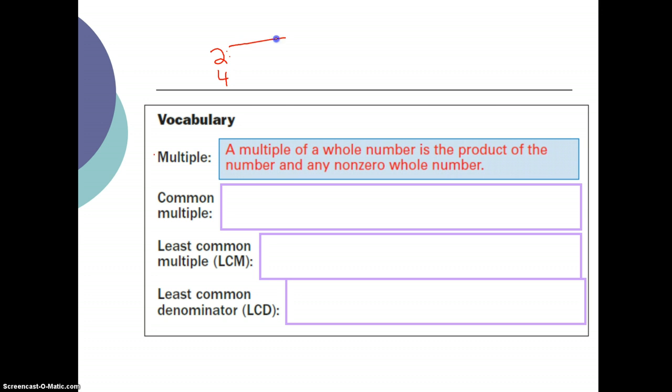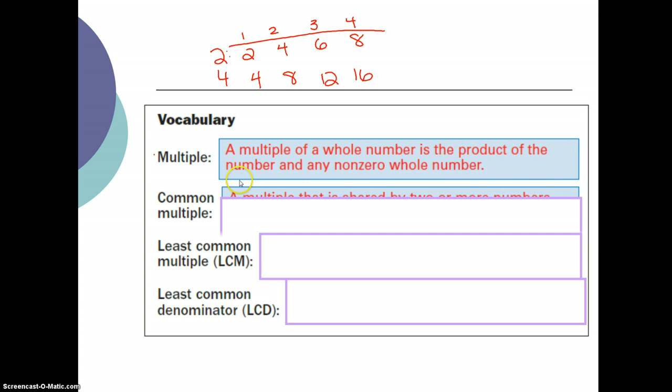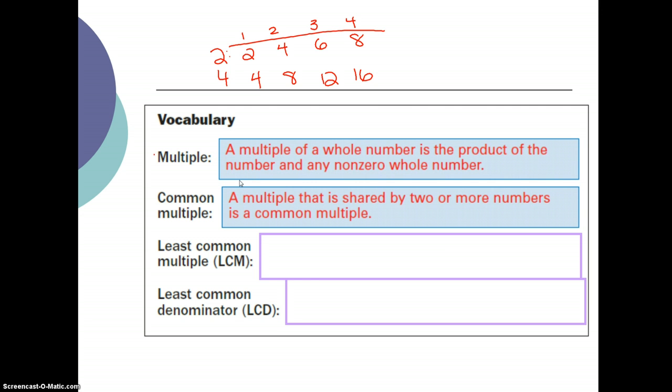Well, you would make a chart like 1 times 2, 2 times 2, 3 times 2. So this would be 2, 4, 6, 8, and so on. Where 4 times 1 is 4, 4 times 2 is 8, 4 times 3 is 12, 4 times 4 is 16. And then you'd find the ones that are in common. That's the common multiple. It's shared by 2 or more numbers. And in this case, it would be the 4 and the 8.